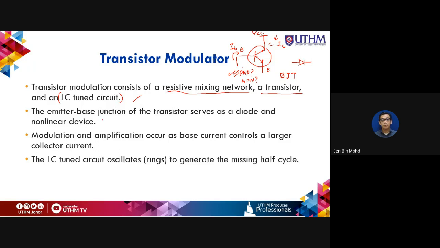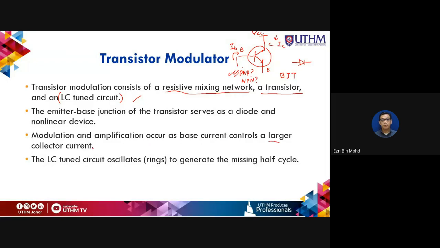The emitter-base junction of the transistor serves as a diode and nonlinear device. So emitter-base here will function as a diode lah. So function as a diode and a nonlinear device. Okay. So modulation and amplification occur as a base current controls a larger collector current.